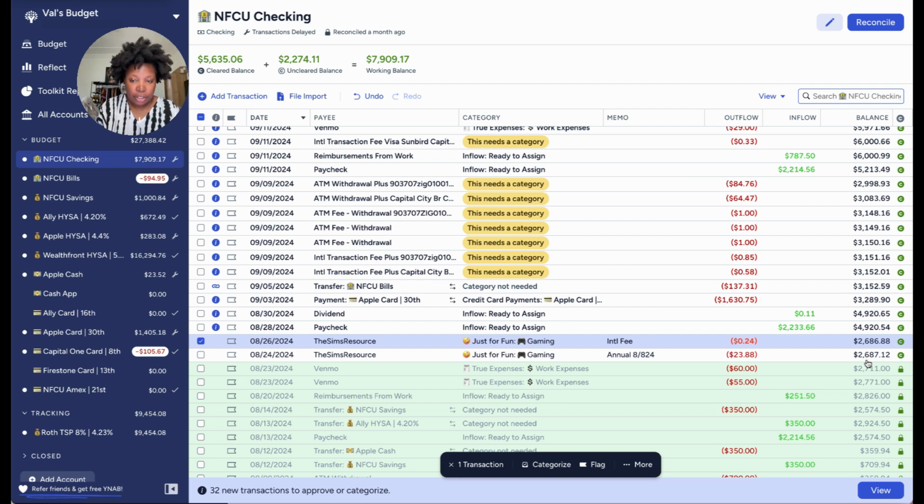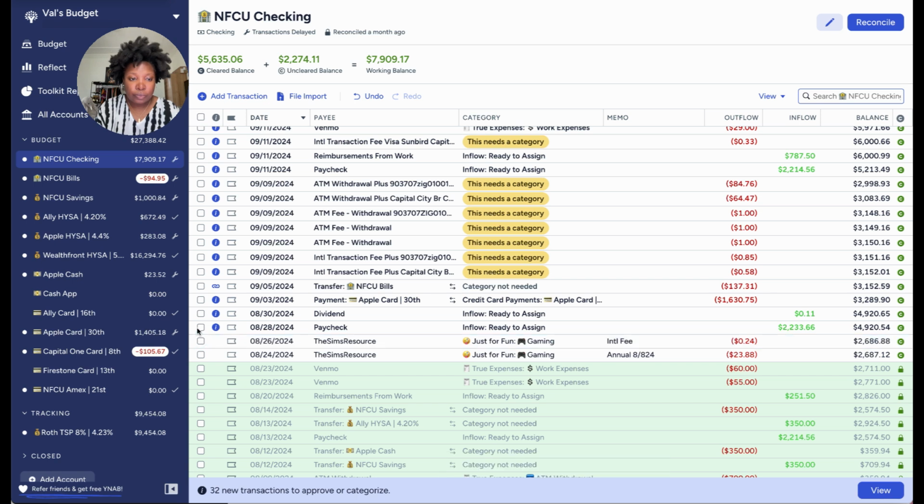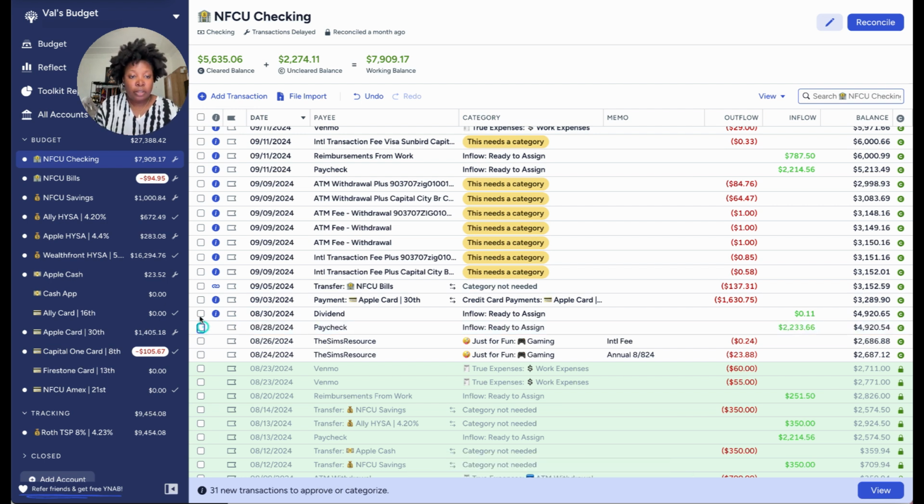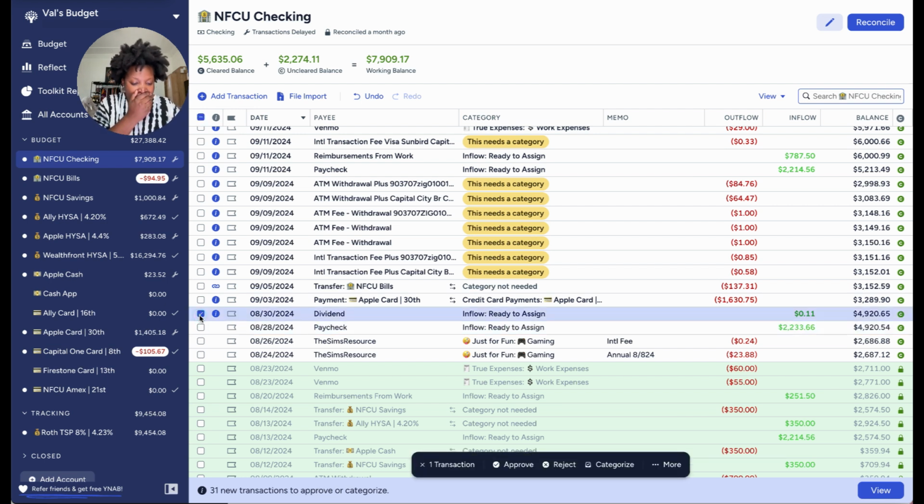Then I got my paycheck, $2,233.66, which is here, and that's good to go. Oh, this one, yeah. Sorry. I'm trying not to yawn. I'm a little tired too. Excuse me, sorry. Then I had a dividend come in for 11 cents. That's good to go.